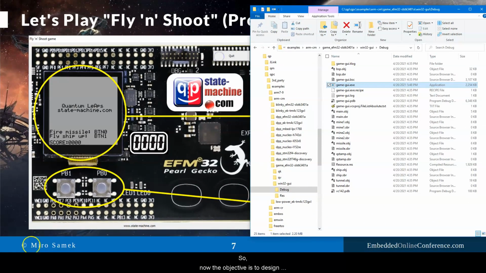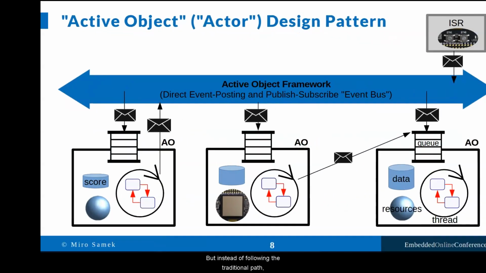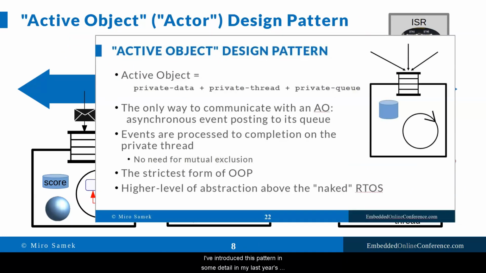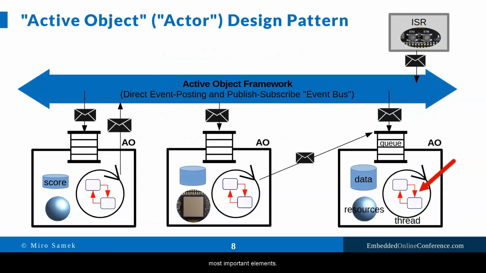So now the objective is to design and implement the game in embedded software. But instead of following the traditional path, let's apply the modern active object design pattern with state machines to define the behavior of these active objects. I've introduced this pattern in some detail in my last year's talk, but let me quickly recount the most important elements. In this pattern, software consists of strictly encapsulated components called active objects or actors that don't share anything and communicate only by exchanging events posted asynchronously to their event queues.